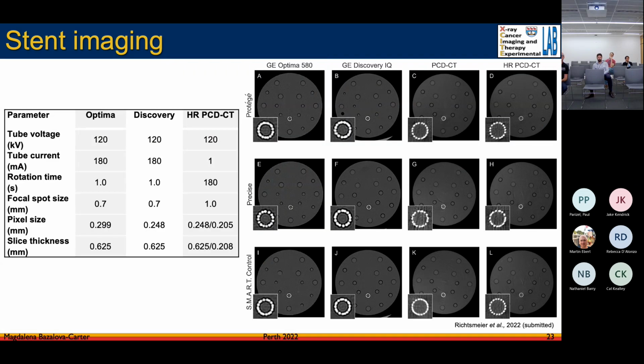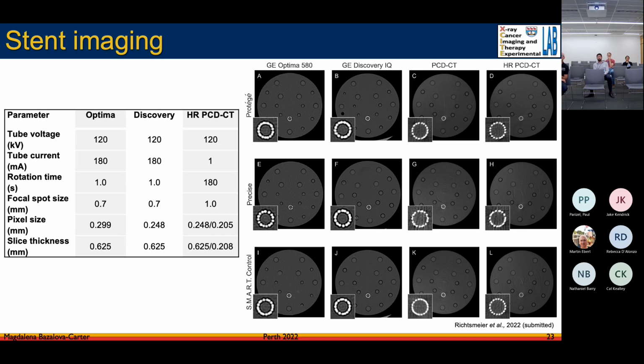So these are the images. We tried to keep the parameters as similar as possible. It was important for us. We actually even implemented helical scanning on our system, which wasn't that easy either. It wasn't too difficult, but it wasn't easy. And we basically created 2 sets of GE Optima images, GE Discovery images, and 2 sets of PCT-CT images.